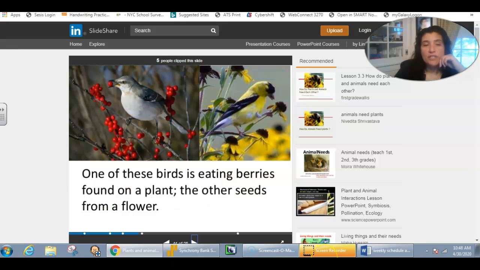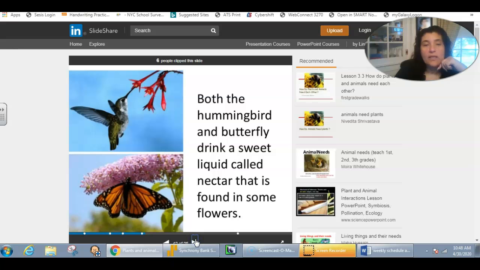One of these birds is eating berries found on a plant. The other one, this one, is eating seeds from a flower. Here's another bird and a butterfly. Both the hummingbird and the butterfly drink a sweet liquid called nectar that is found in some flowers. So as you can see, the birds need the plants, the butterfly needs the plants to survive.